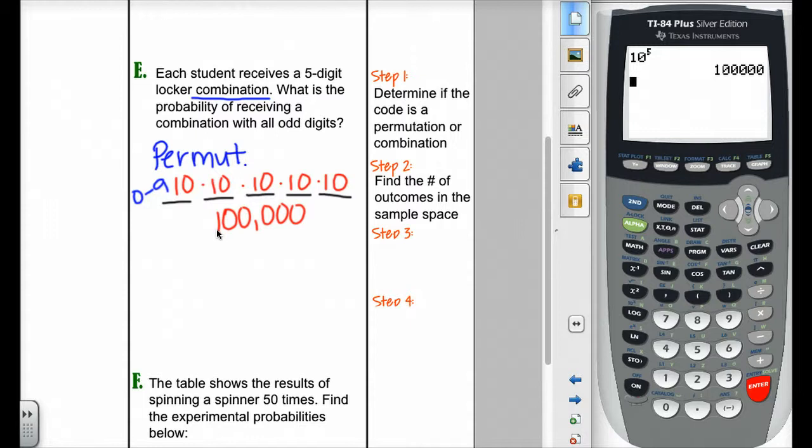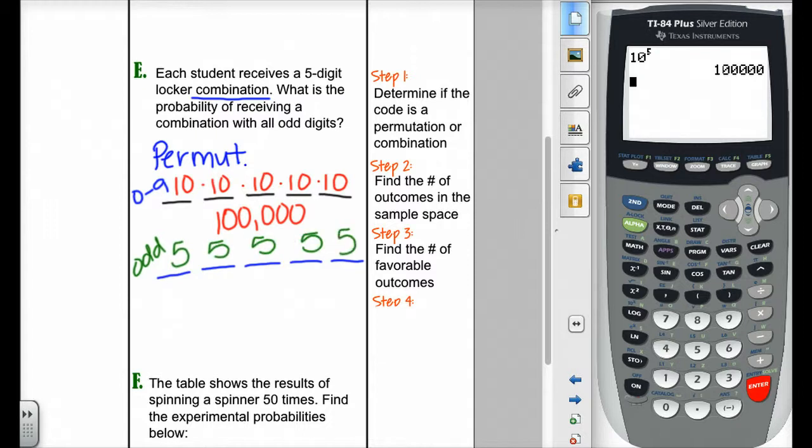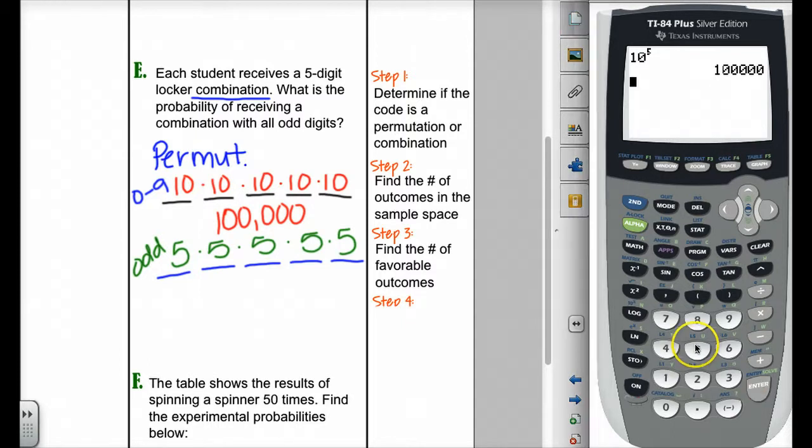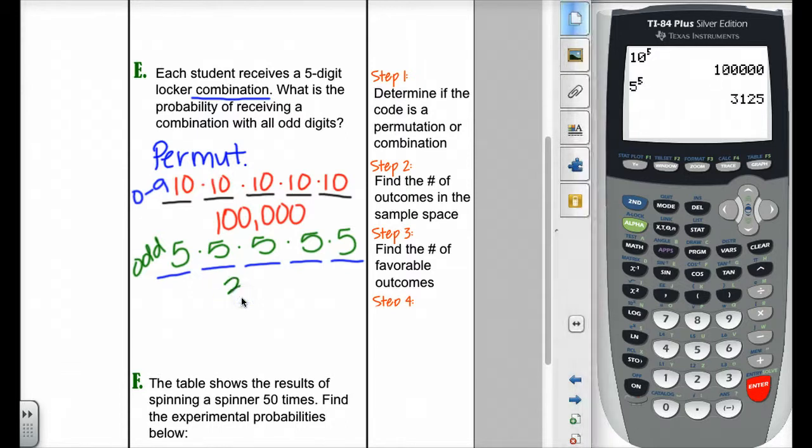Then the next piece is to find the number of favorable outcomes. We still have those 5 slots, but now we're talking about only odd numbers. So that means 1, 3, 5, 7, 9. So I have 5 possible options for my combination. If I take 5 to the 5th, I get 3,125 possibilities.